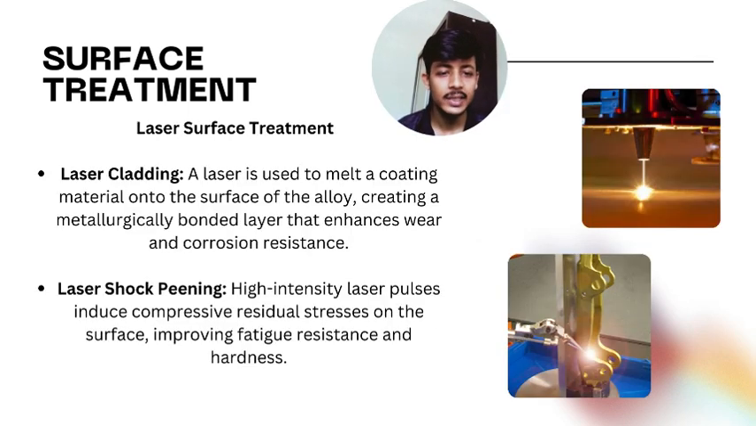Lastly, we'll talk about two laser surface treatment processes, which are called laser cladding and laser shock peening. In the laser cladding process, a laser is used to melt the coating material onto the surface of the alloy, which later creates a metallurgically bonded layer that enhances the wear and corrosion resistance. Also, in laser shock peening, we use high-intensity laser pulses to induce compressive residual stresses on the surface, which later on improves the fatigue resistance and hardness of the material.